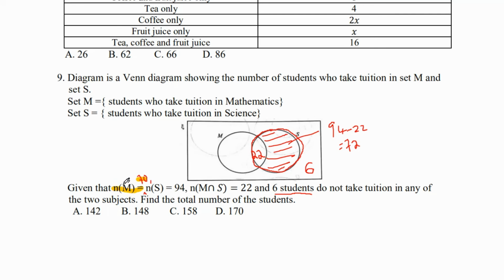Okay, the number of students who take mathematics tuition is 70. That means this big circle is 70. If I only want to find this region, then I have to use 70 minus 22. Then it will be 48. Okay, find the total number of students. So you just use 48 plus 22 plus 72 plus 6. The answer will be 148. B.